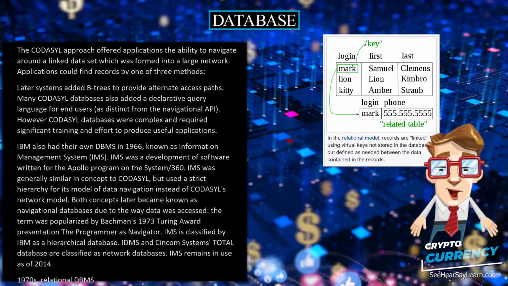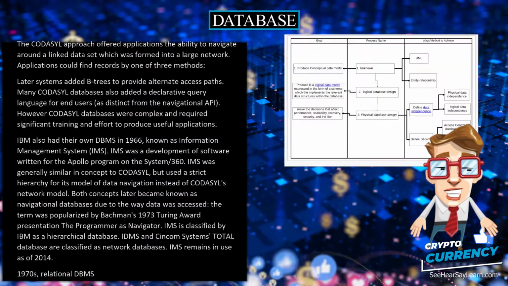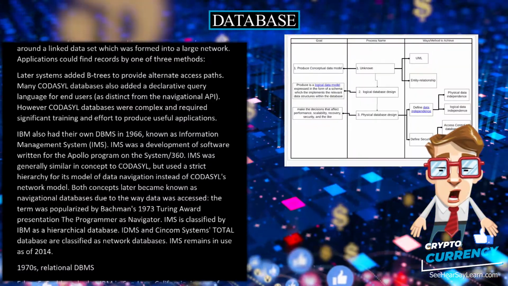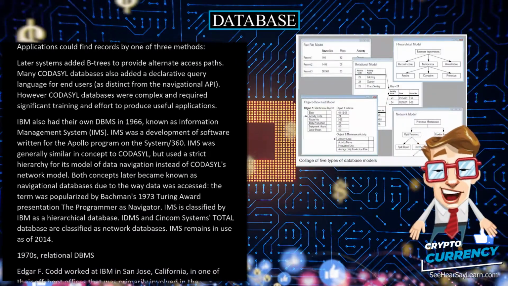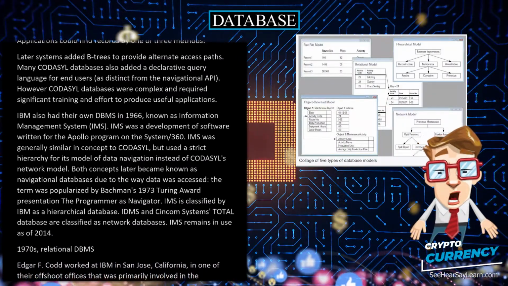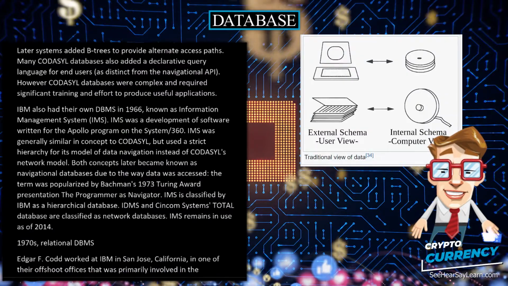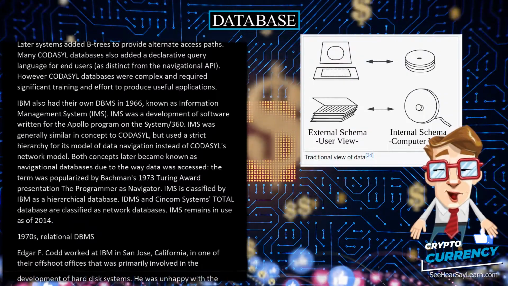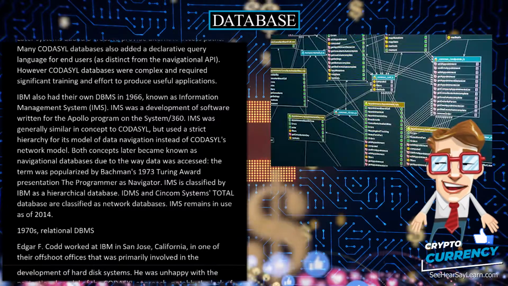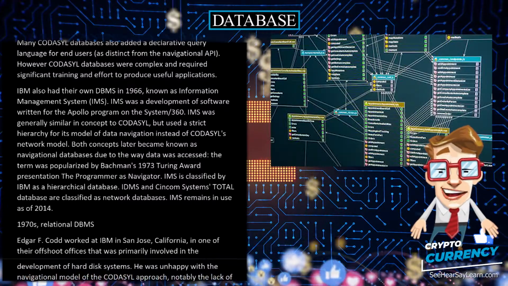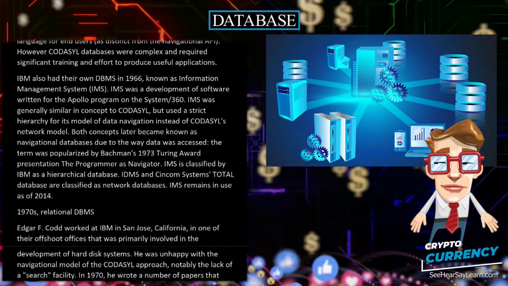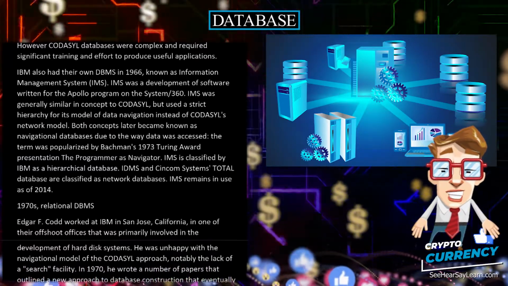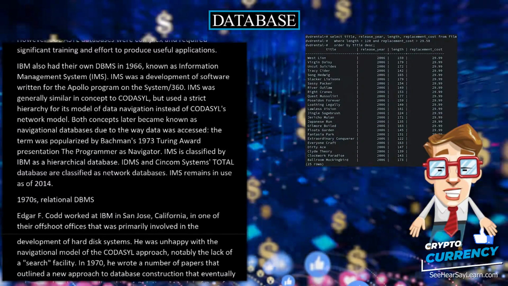IBM also had their own DBMS in 1966, known as Information Management System, IMS. IMS was a development of software written for the Apollo program on the System/360. IMS was generally similar in concept to CODASYL, but used a strict hierarchy for its model of data navigation instead of CODASYL's network model. Both concepts later became known as navigational databases due to the way data was accessed.